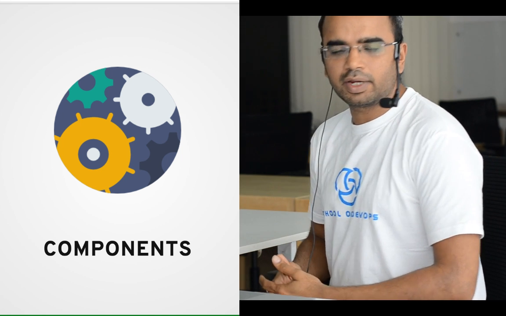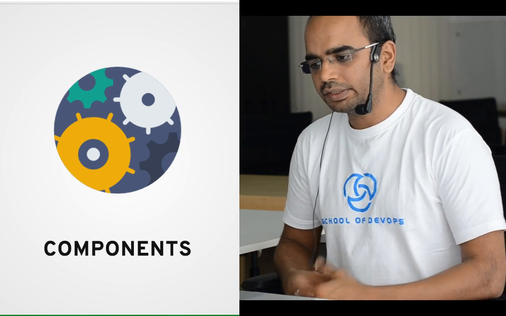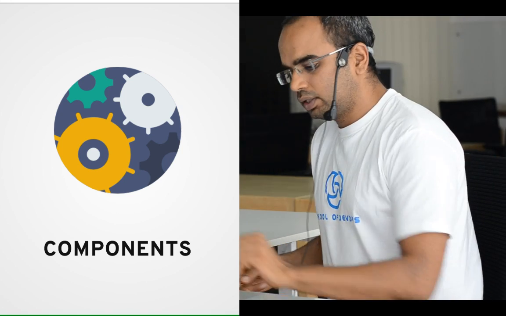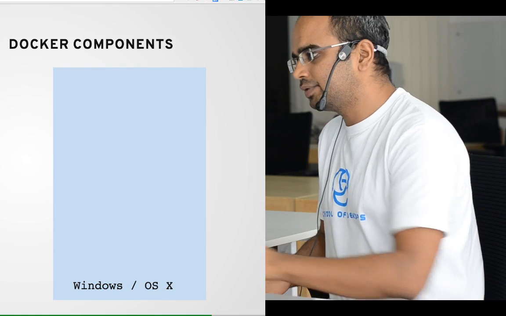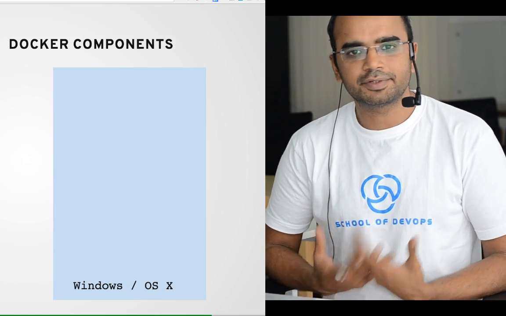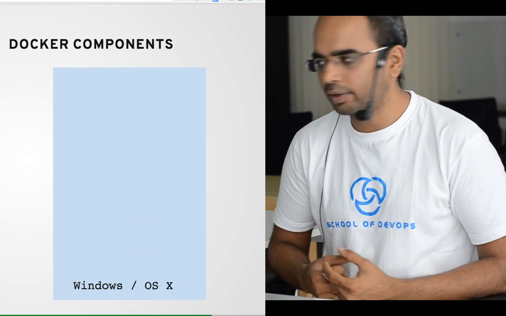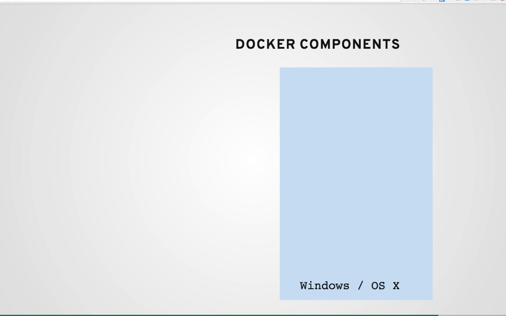All right, so we're going to look at the components that form the Docker ecosystem and the workflow. So let's have a look at that. If you want to run Docker on your system, what all do you need is what we're talking about. Let's say on the left hand side, we have a Linux host. On the right hand side, we are going to run Docker Linux containers on Windows or OS X. So what do we need?